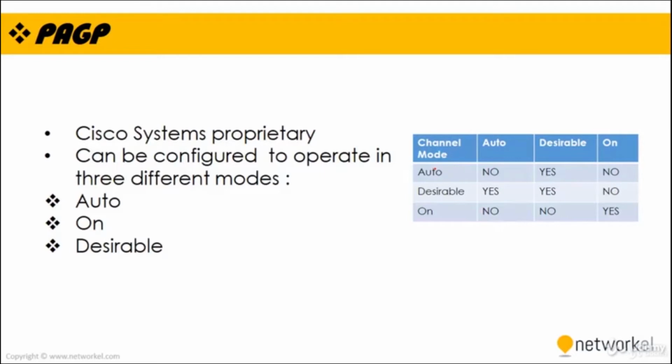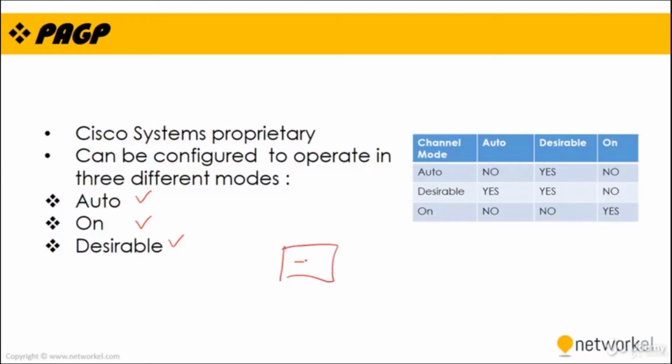PAgP is a Cisco proprietary protocol which is used for EtherChannel and can be configured to operate in 3 different modes, and they are auto, on, and desirable. Auto mode refers to passive negotiation of the channel. Desirable mode refers to active negotiation of the channel, and on means that no protocols are used. It assumes the other side has enabled the link aggregation.